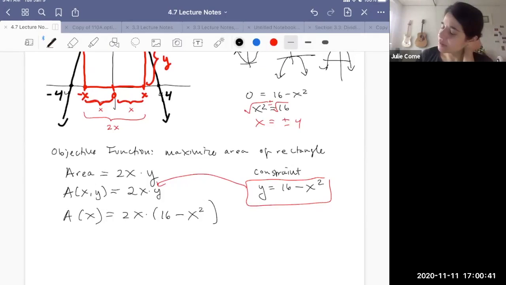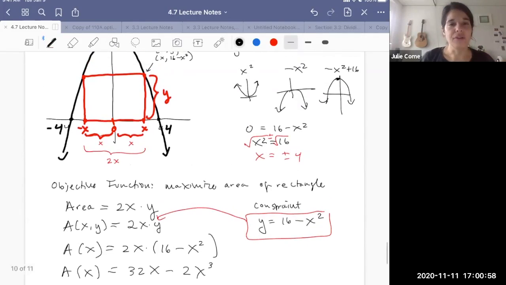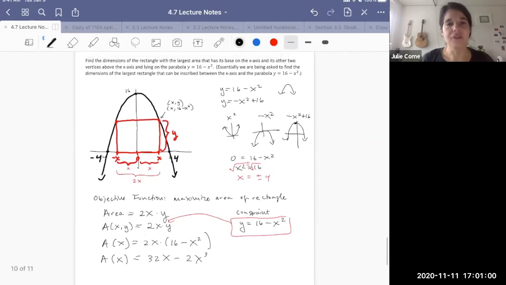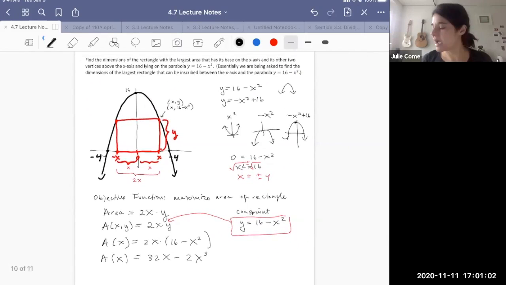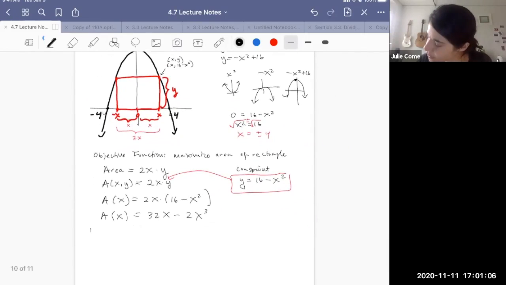All right, so let's just distribute to get our area function into a nicer looking form to differentiate. So I get 32x minus 2x cubed. And now we want to find the critical numbers of the function. So we've got the function we're trying to maximize. It's now in terms of one variable. Let's find the critical numbers. Once again, this is defined for all values of x.